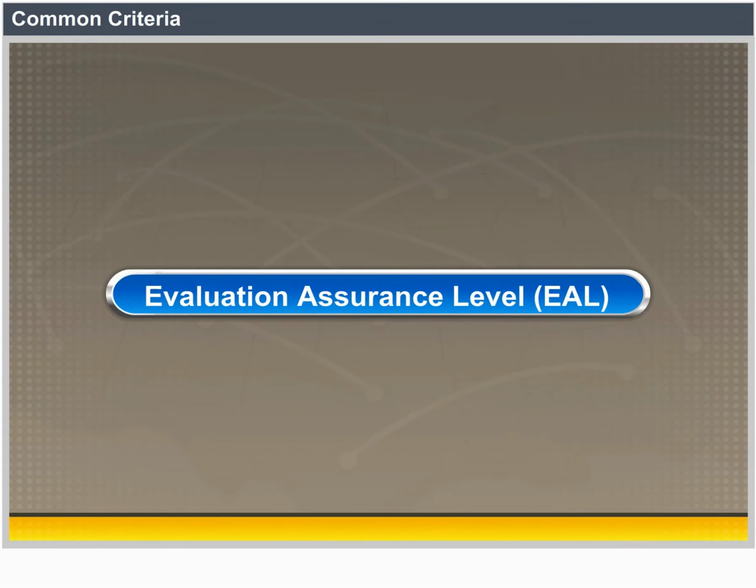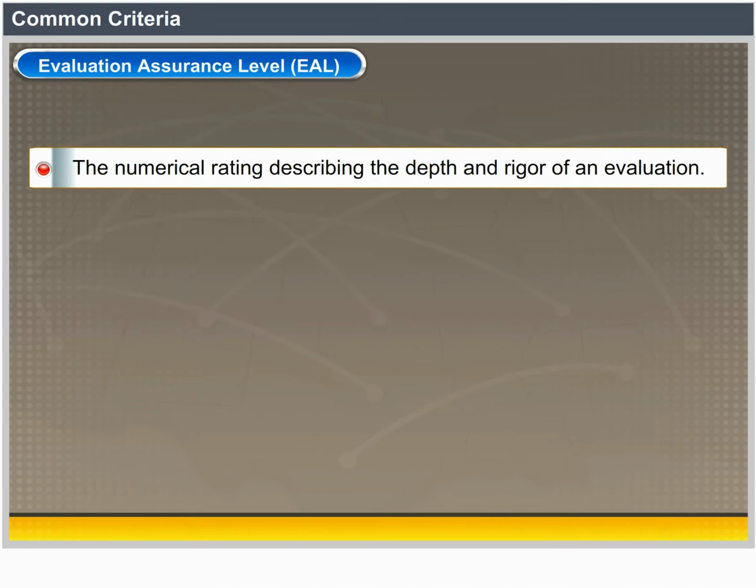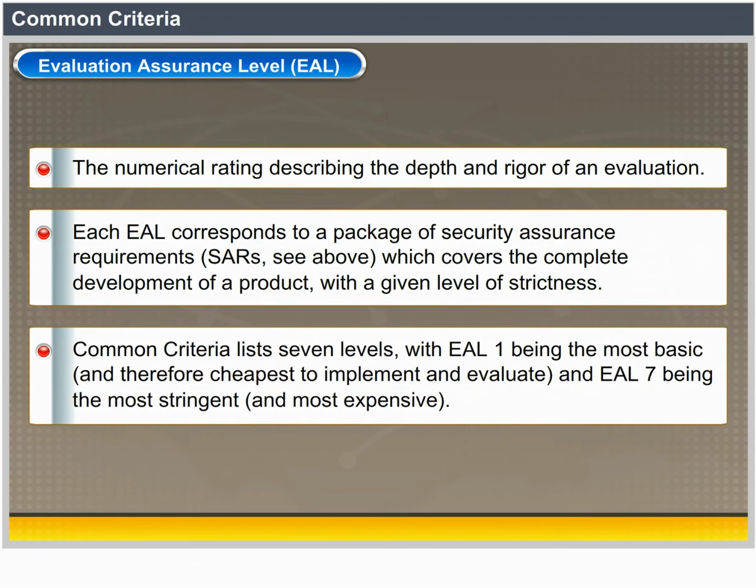Evaluation Assurance Level, EAL. The numerical rating describing the depth and rigor of an evaluation. Each EAL corresponds to a package of security assurance requirements, SARs, see above, which covers the complete development of a product with a given level of strictness. Common Criteria lists 7 levels, with EAL 1 being the most basic and therefore cheapest to implement and evaluate, and EAL 7 being the most stringent and most expensive.